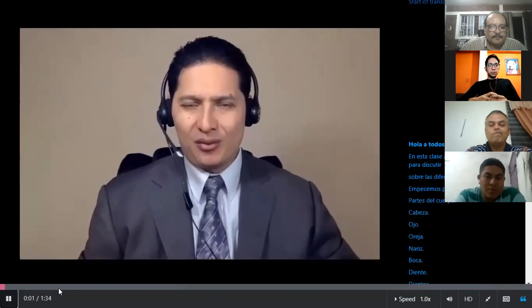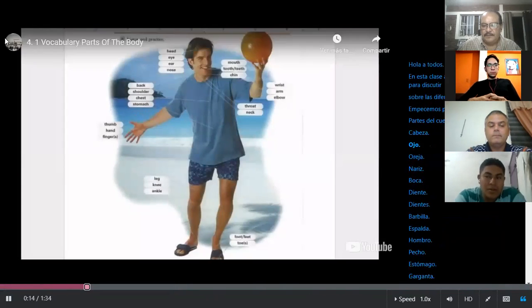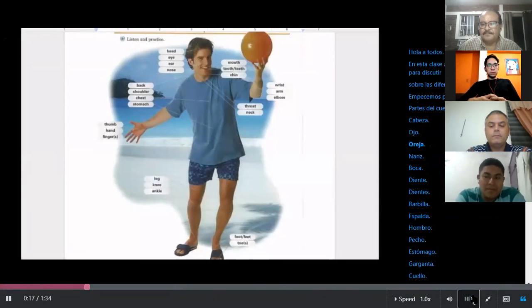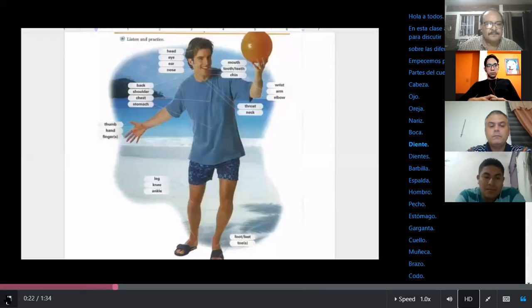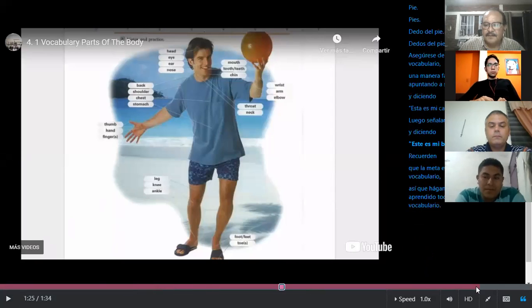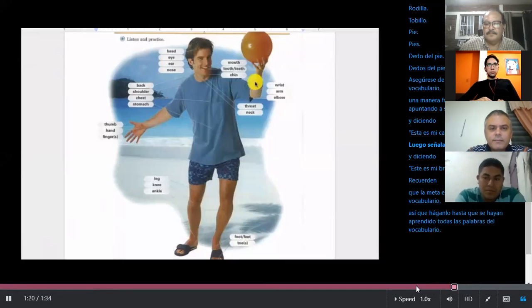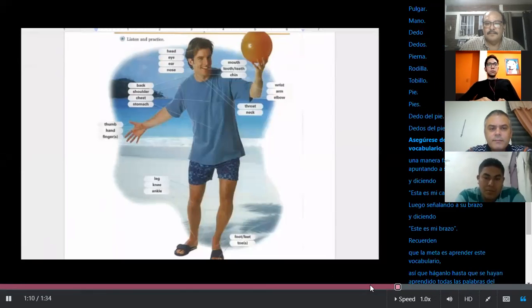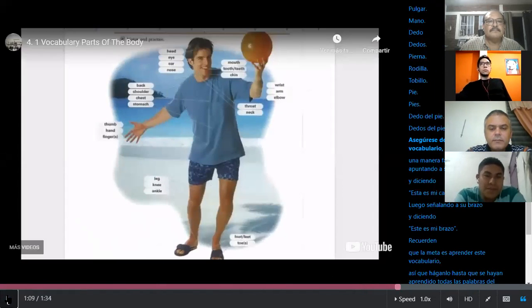Okay. Hi, everyone. Parts of the body. Head. Eye. Ear. Nose. Mouth. Tooth. Looks kind of blur, right? I don't know. It is my glasses. So, do this until you have learned all the vocabulary words. Make sure that you memorize.